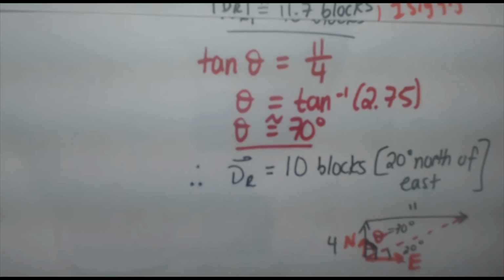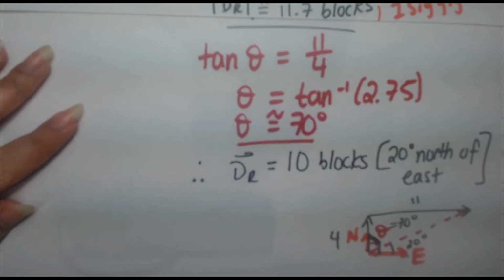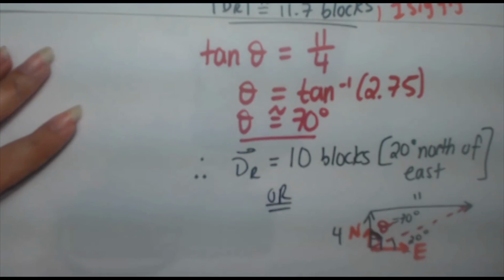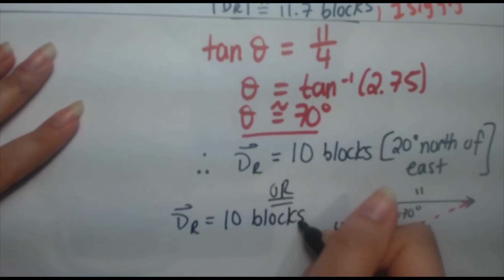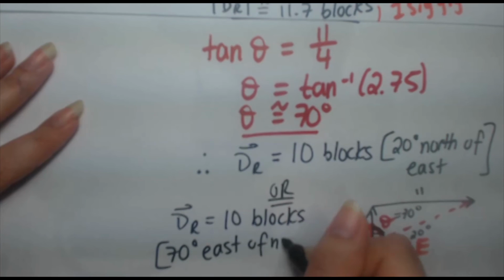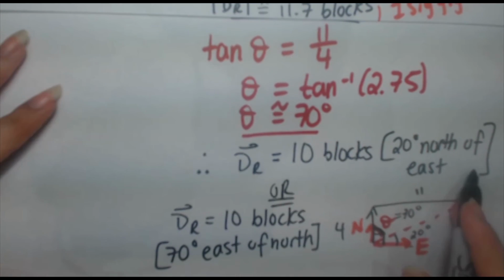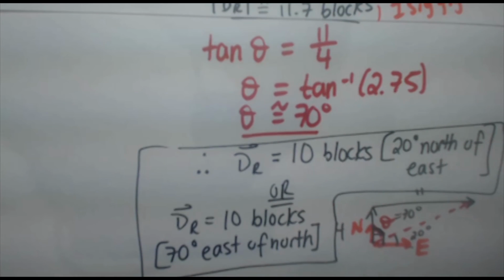So you can quote your answer in 2 different ways. You can say it's 10 blocks, 20 degrees north of east, or you can say east of north by 70 degrees. So we can say dr is equal to 10 blocks, 70 degrees east of north. So they both work. Make sure you understand both answers, and that is it. As long as you work with your diagrams and your geometry, you keep your angles straight, these problems are actually not too bad.